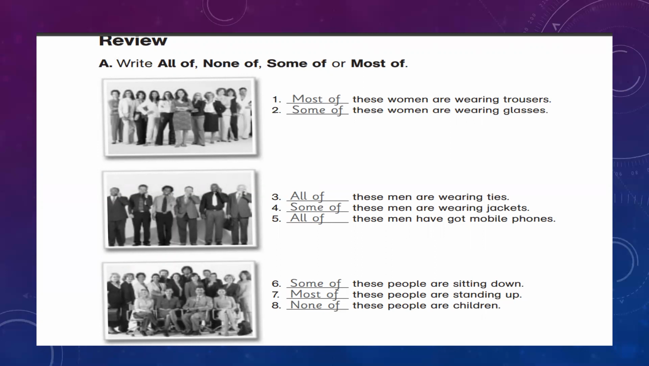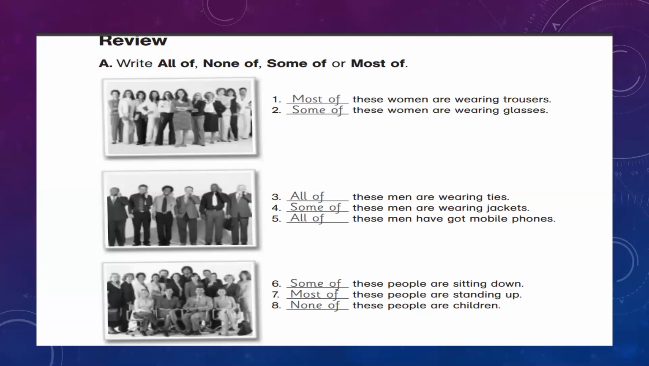Number 3, all of these men are wearing ties. Some of these men are wearing jackets. All of the men have got mobile phones. Everyone is using a mobile, so all of these men have got mobiles.